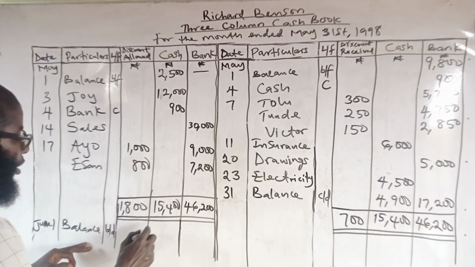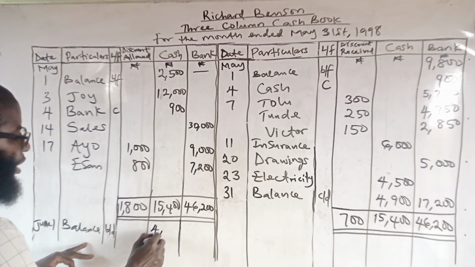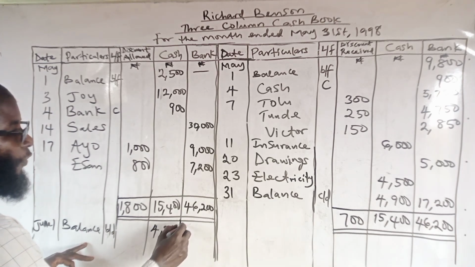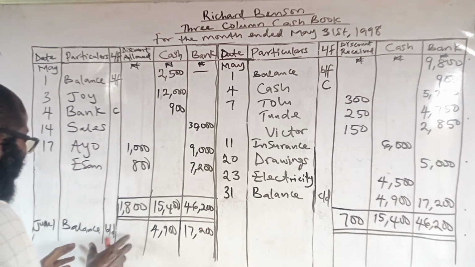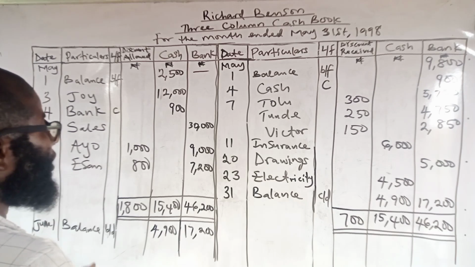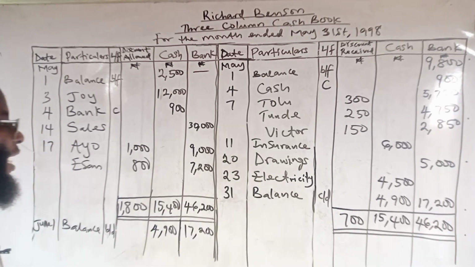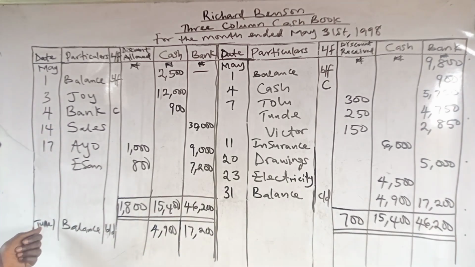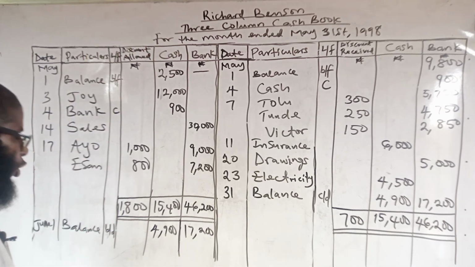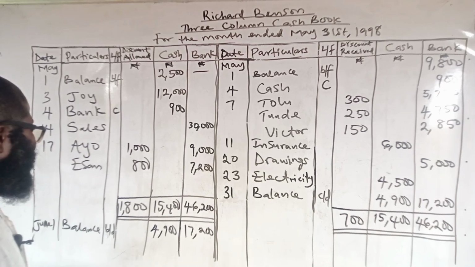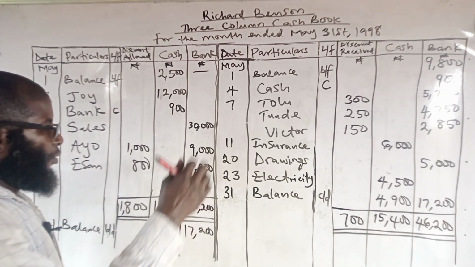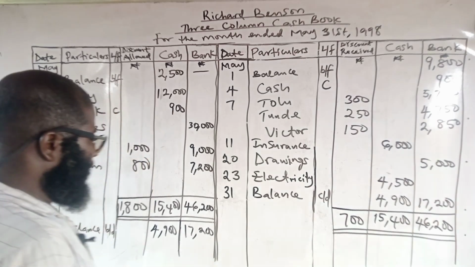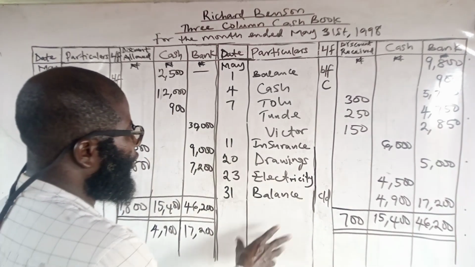Then the balance brought down, we have 4,900 for the cash. Then for the bank, we have 17,200 naira. This balance will represent the balance brought forward, I mean the opening balance for the next month, which is June, if Richard Benson wants to prepare for his cash book. Then this very particular amount, 1,800 naira, represents discount allowed, while this represents discount received. So this is how to prepare a three-column cash book.